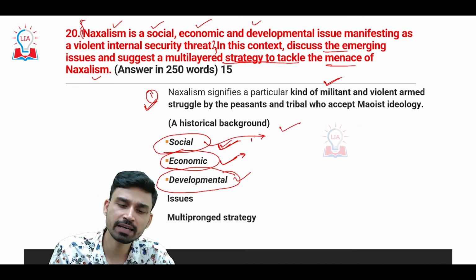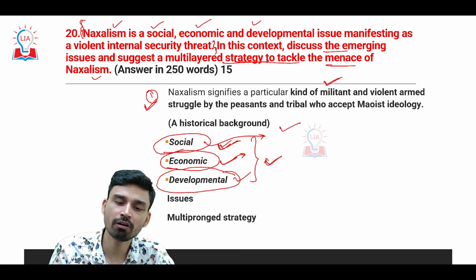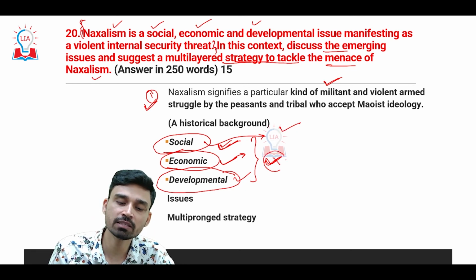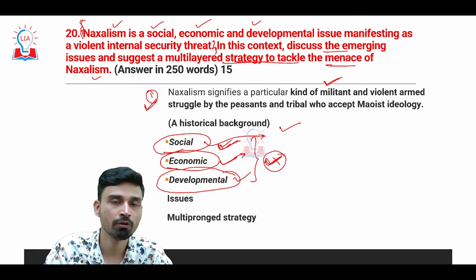So all these create a grievance, and this is where the government machinery is missing in action. And when the government machinery is missing in action, obviously the space will be filled up by an alternative organization, and in the case of India that has been the Naxal organization.